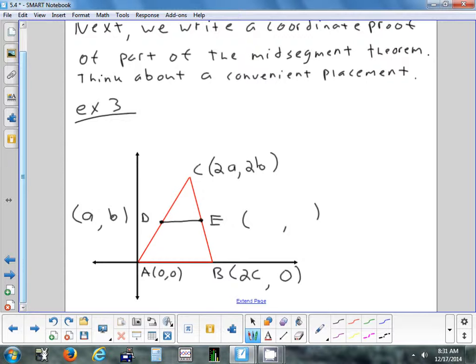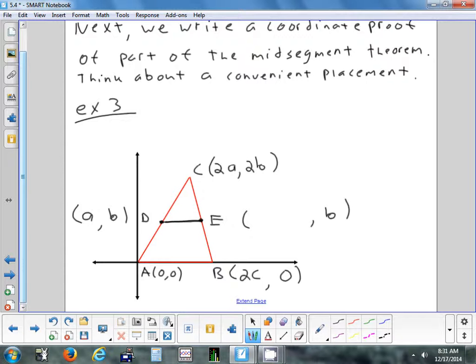All right. Let's find the coordinates of E. Let's start with the y value. That one's going to be easier. B. And it should be B, right? If this line is going to be parallel, I would hope that these y values would match because I want the slope of that to be 0. That's a horizontal line. And the bottom line is also horizontal.